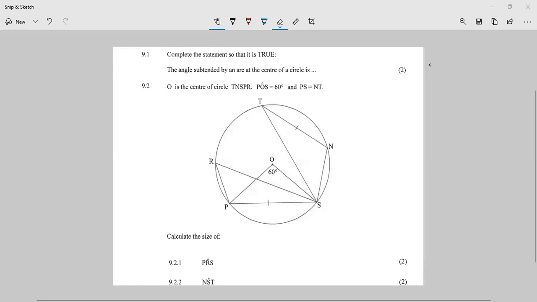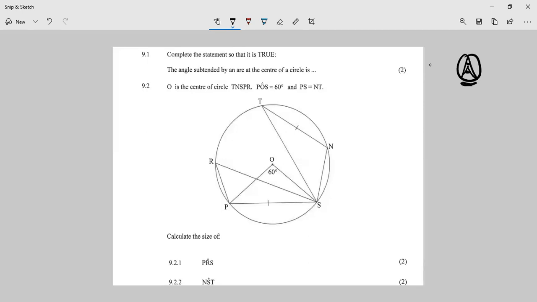So they're saying the angle subtended by an arc at the center of a circle is... okay, with this one, they are talking about this theorem where you've got a circle and a center over there, and then you've got something like this, and then something like that. So this is your center. The angle at the center is twice the angle at the circumference if they are subtended by the very same arc, okay?